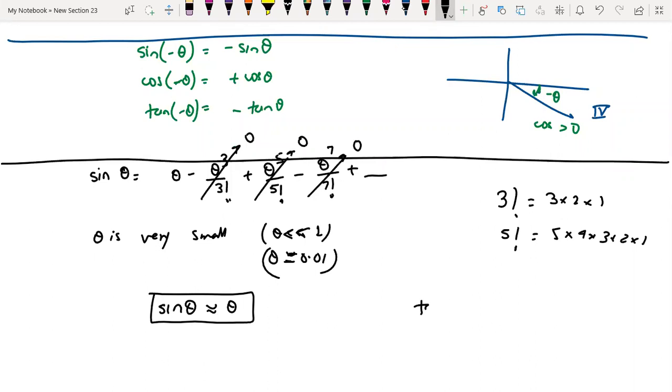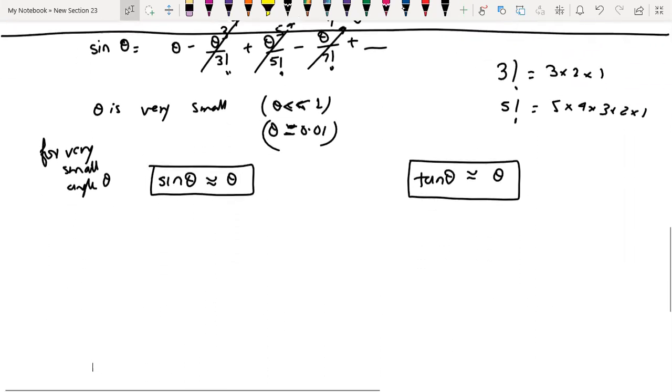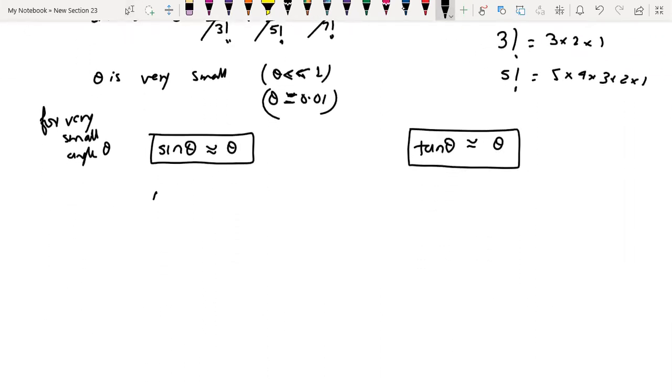Similarly, the value of tan theta also becomes equal to theta, and the value of cos theta becomes equal to 1, because if theta is very small, that is what it becomes. For very small angle theta, sin theta is equal to theta and tan theta is also equal to theta. Cos theta will be equal to 1. Now if we want to see this, you will be able to see it only when theta is in radian, because the standard unit of theta is radian. Like sin 30 is not 30.